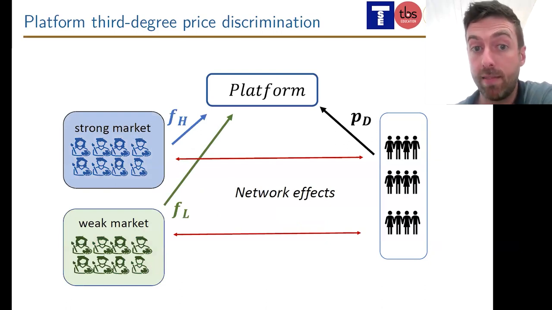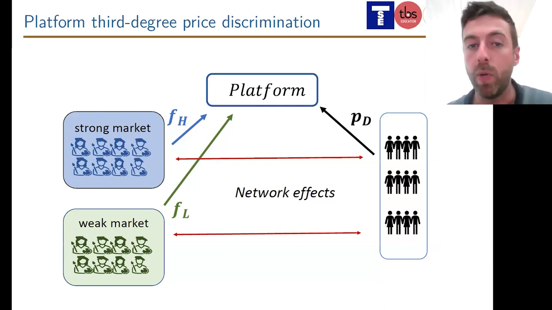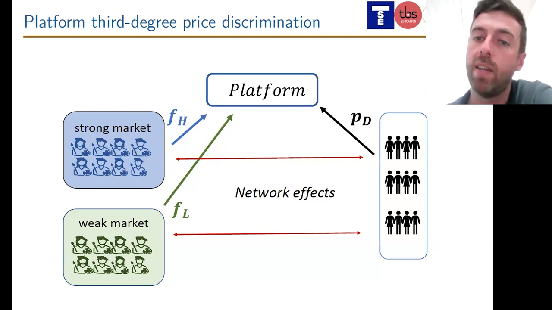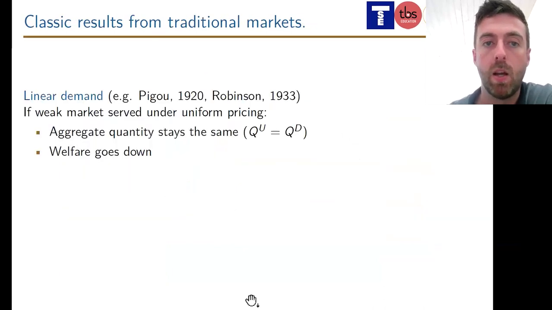We're going to contrast that with the situation where the platform can actually distinguish the sellers based on a characteristic, and so separate them into a strong market and a weak market, and charge different prices. We're going to maintain the assumption that buyers pay the same price for now. It's not very important, but it makes our life easier. And so you're going to have network effects as well.